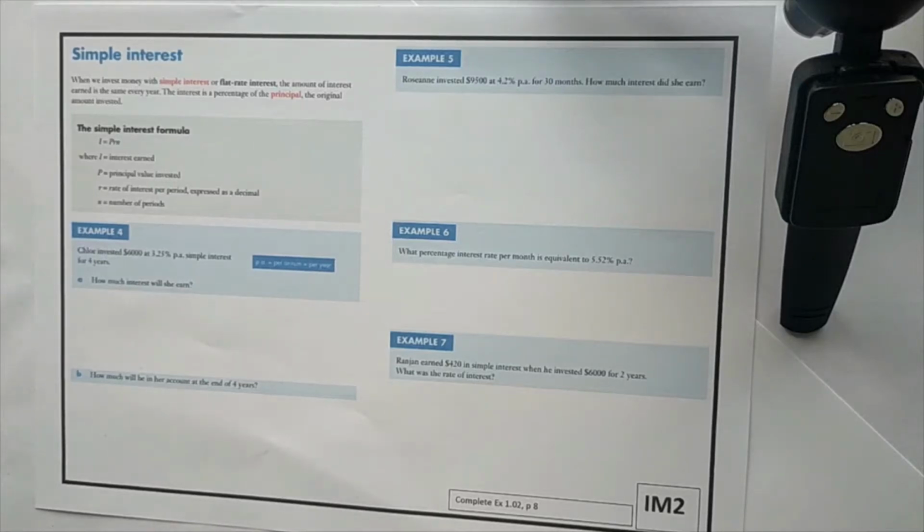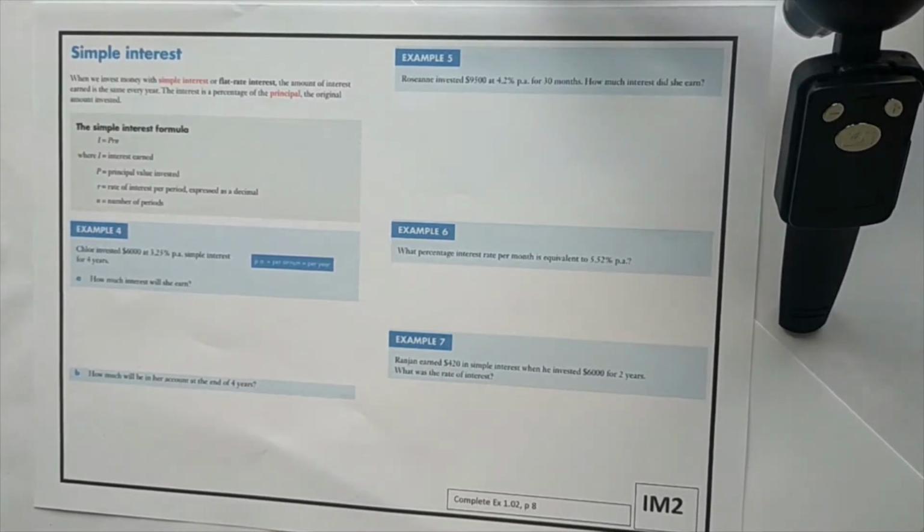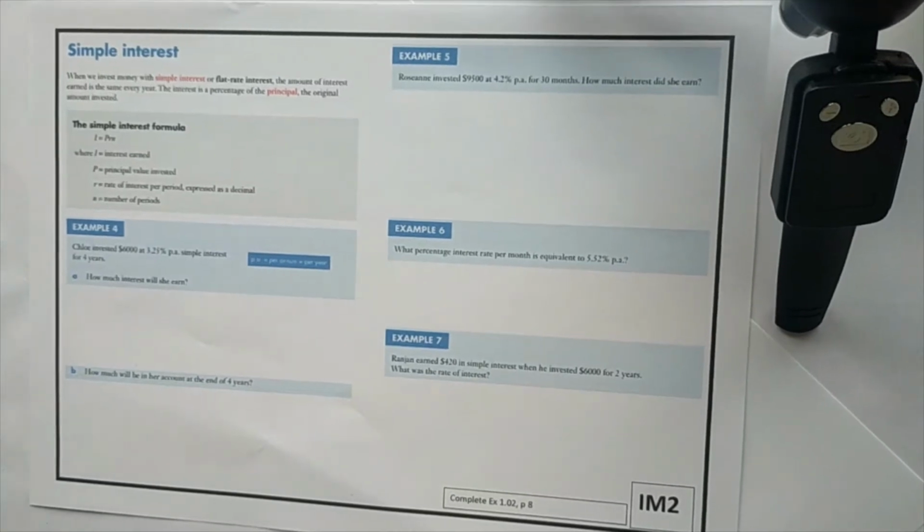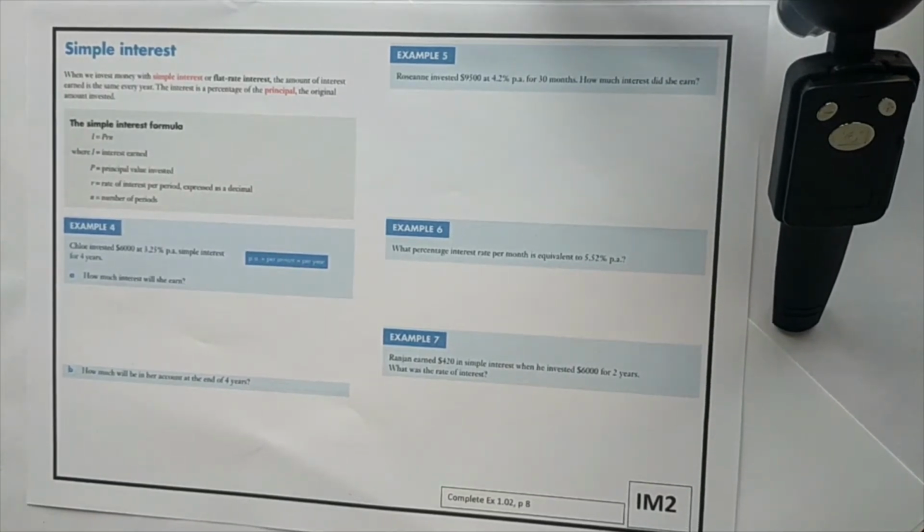This lesson, we're going to be having a look at simple interest. When we invest money, to be honest, no one really invests money with simple interest, but it's a nice, easy way of calculating an interest rate, and it's the type of interest that you would do between friends, say if you were lending someone some money.